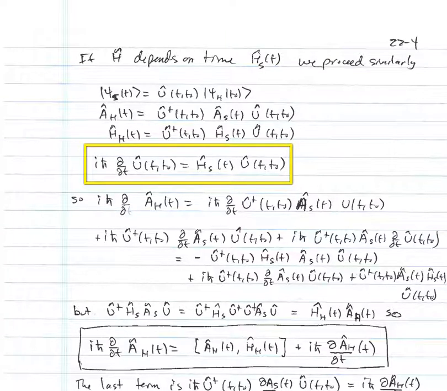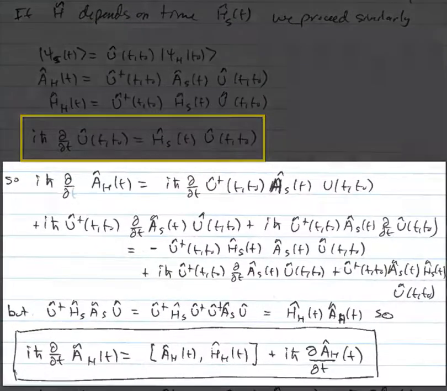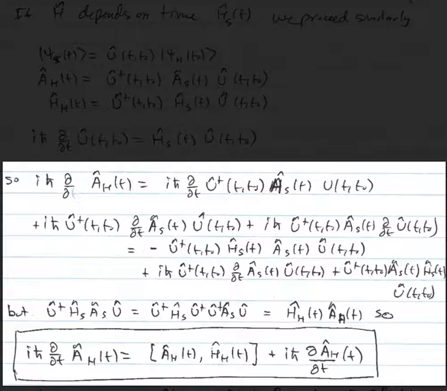All right, so let's go ahead and calculate the derivatives of this. The equation of motion in the Schrodinger picture of the time evolution operator is still the same even when the Hamiltonian depends on time. So I get i h-bar d/dt U of t, t0 is equal to H Schrodinger of t, U of t, t0. And so when I take the time derivative of A_H of t, i h-bar d/dt A_H of t, I'm going to now get three terms.